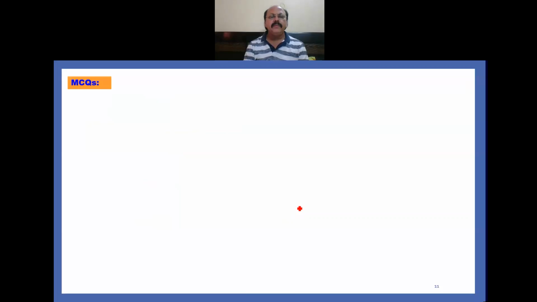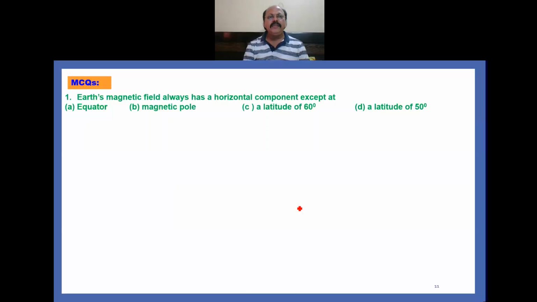Now whatever you learn, I give you some MCQs, so that you apply these concepts and solve them. So the first one is: earth's magnetic field always has a horizontal component except at, the options are equator, magnetic pole, a latitude of 60 degree, a latitude of 50 degree. So the answer is B, magnetic pole.